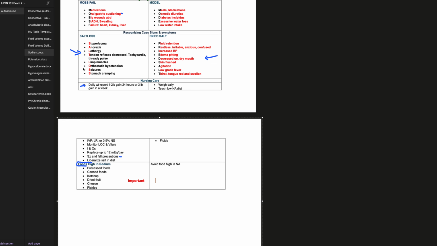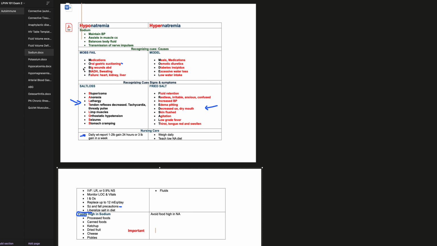Now with sodium, I told you sodium helps us maintain our blood pressure. That's why we tell people with high blood pressure to not eat as much sodium. It assists in muscle contraction and the transmission of nerve impulses. So when you hear hypo or hypernatremia, think nervous system. Something's going to go awry in the nervous system. Also, where sodium goes, water follows, okay?